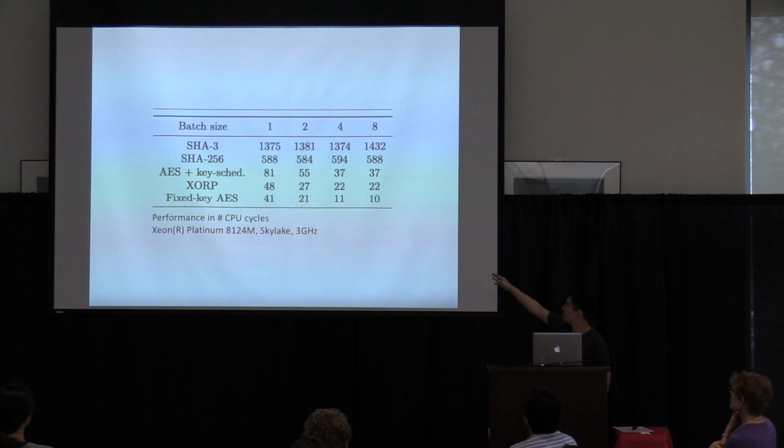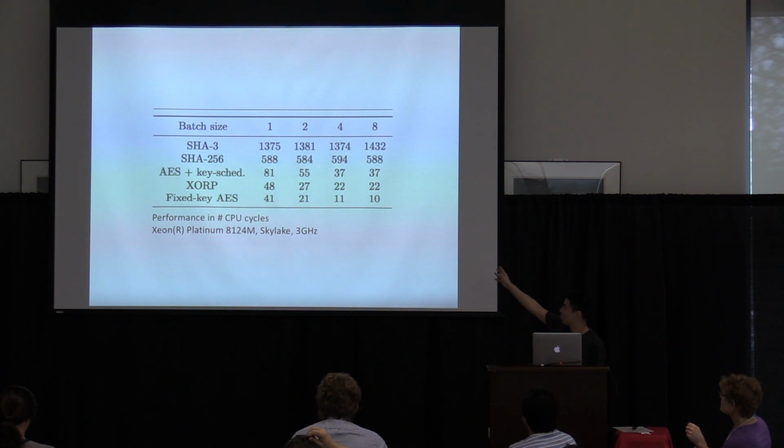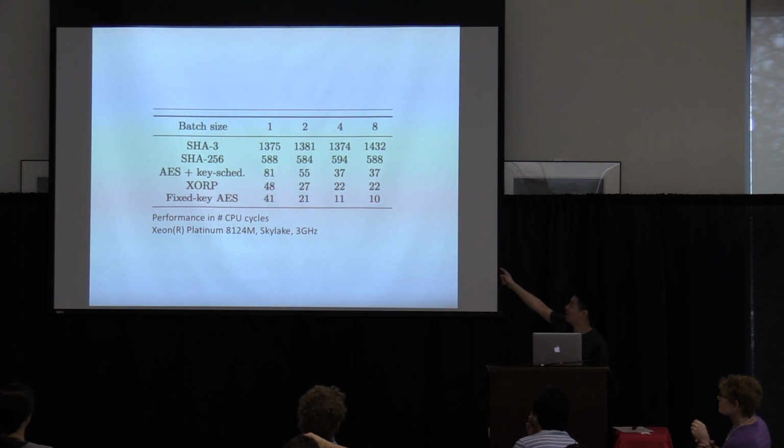The numbers shown over here are in terms of number of CPU cycles, and because many of these implementations will benefit from pipelining, I also show the performance in terms of batch size. We can see, if we take a batch of 8, AES is actually like 50 times faster than SHA-256.